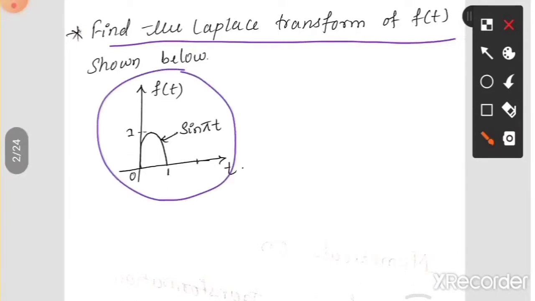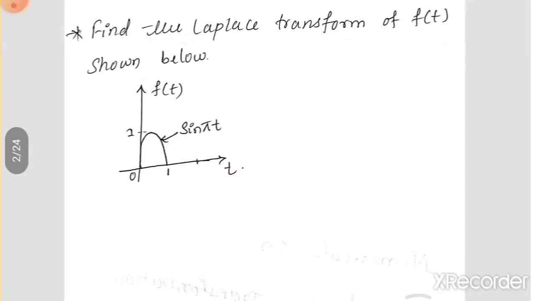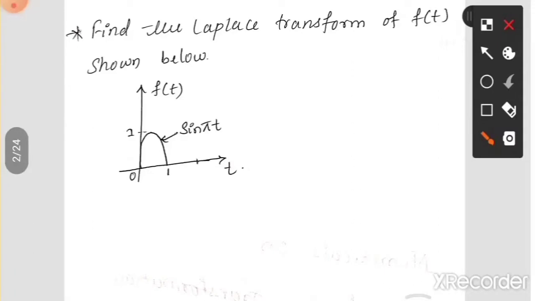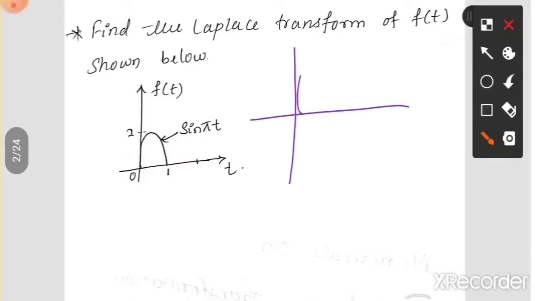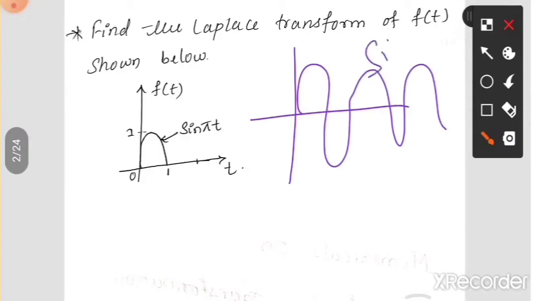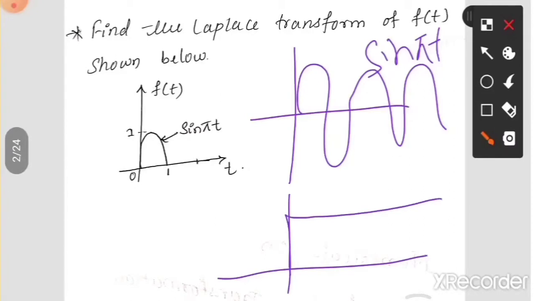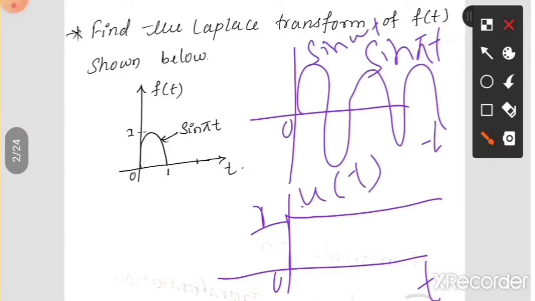For this we have to find out what is the f of t. To get that f of t, we require this signal. To get such signals, we know the sinusoidal waveform, which is sine pi t, and we know the unit step function, that is u of t. So we know u of t and we know sine omega t. Now by taking these two into consideration, we can get a signal like this.